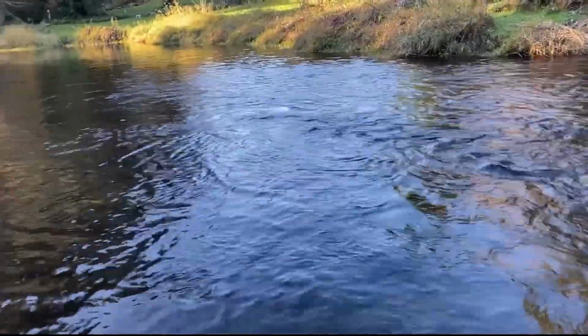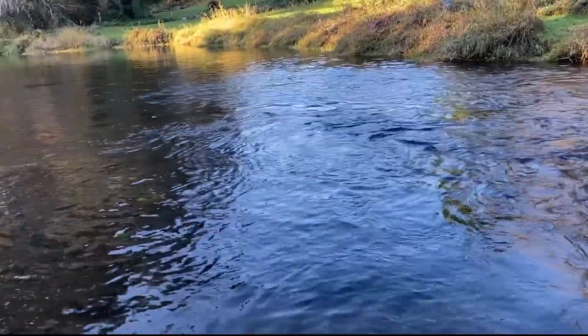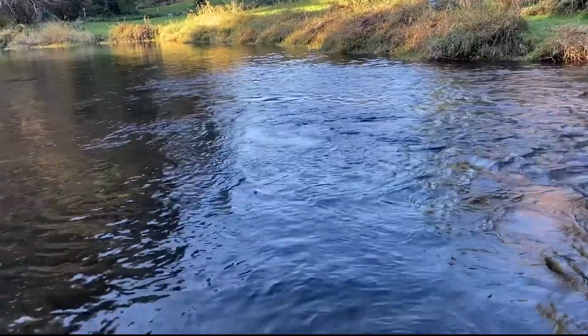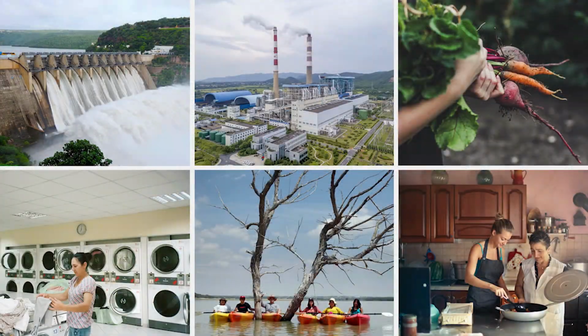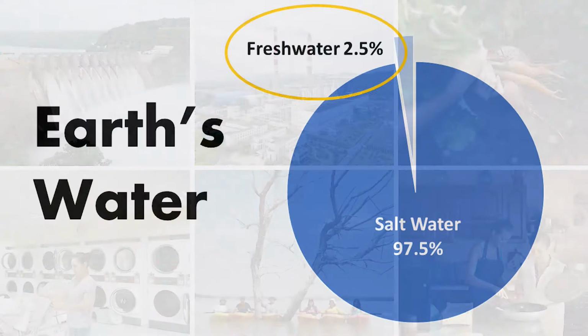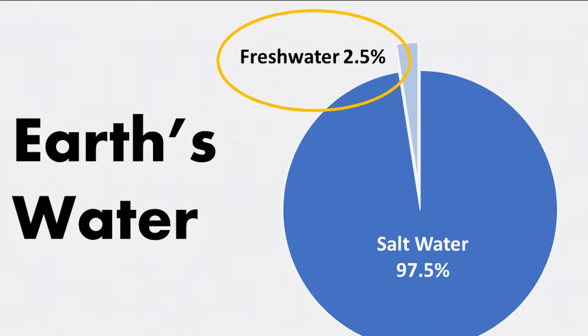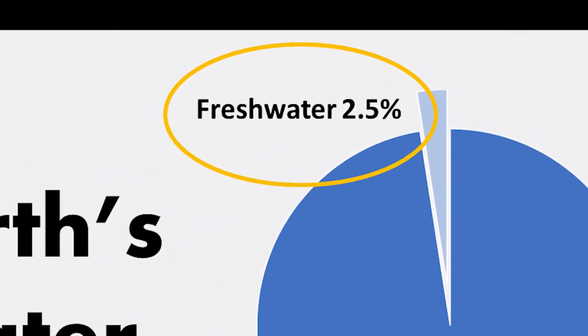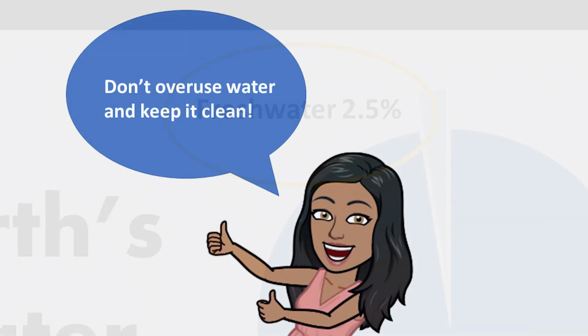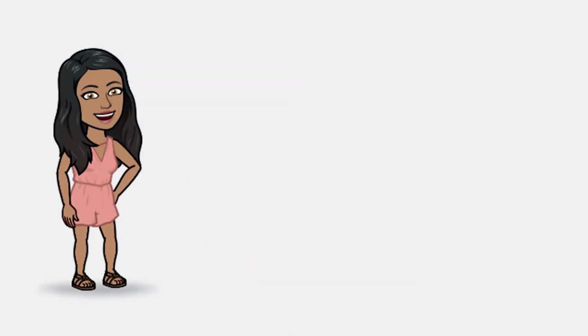Freshwater is very important for humans. Not only do we need fresh water for drinking, but we also use it for things such as cooking, agriculture, and washing. Unfortunately, there's a limited amount of fresh water available, and there's no way to get more. Therefore, we have to be very careful in not overusing water and keeping it clean. Here are some ways we can help keep our freshwater resources clean.